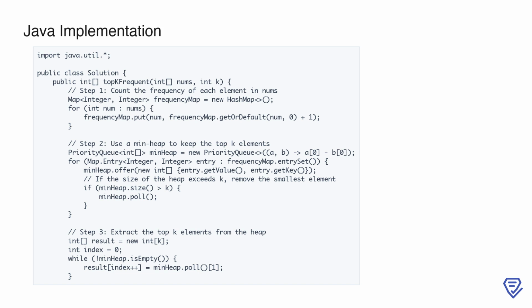Next, we use a min heap, implemented as a priority queue, to keep track of the top k elements based on their frequency. The heap is structured so that the element with the smallest frequency stays at the top. As we iterate through the frequency map, we add each entry to the heap. If the size of the heap exceeds k, we remove the smallest element to ensure we only keep the top k elements. This approach ensures efficiency while managing the heap size dynamically.